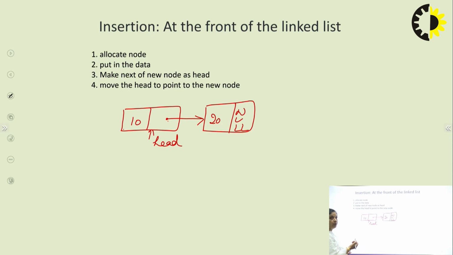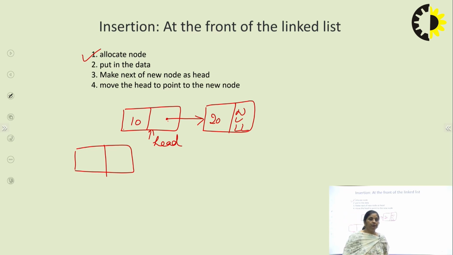I will allocate memory. Okay, so let me allocate some memory. I allocated memory. That is my first step: allocate node. Memory is allocated, so a node has been created. Now put in the data. What did I want to store? 5. Where do we store it? In the first part, which is data. The second part is the pointer to the next node. So this is data and this is the next pointer. These two things have been created in memory.